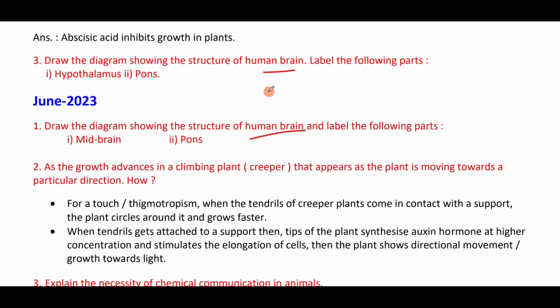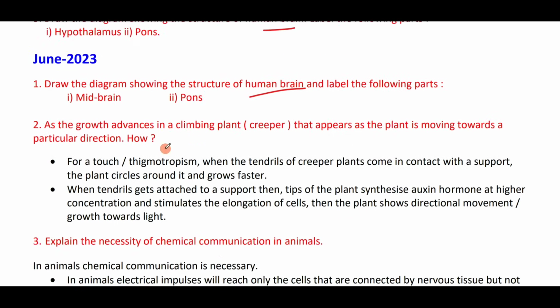So, do practice well. As growth advances in the climbing part, the creeper appears as if it is moving towards a particular direction. For touch, or thigmotropism: when the tendrils of the creeper plants come in contact with the support, the plant circles around it and grows faster. When the tendrils get attached to the support, what happens? Tips of the plant synthesize auxin hormone at a higher concentration, which stimulates the elongation of cells. Then the plant shows directional movement.